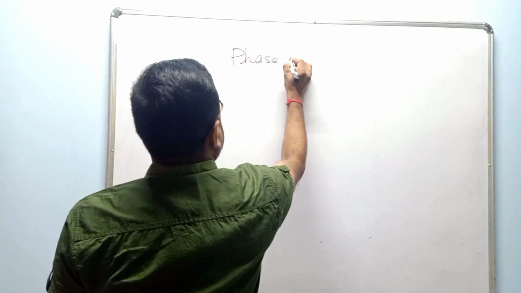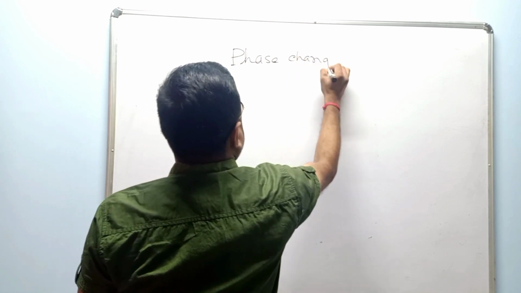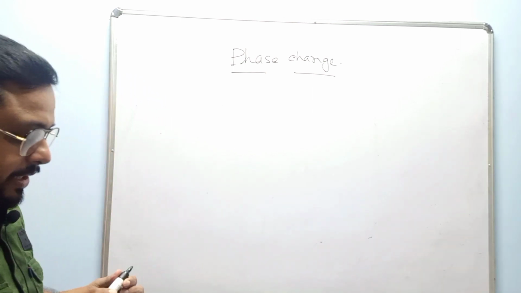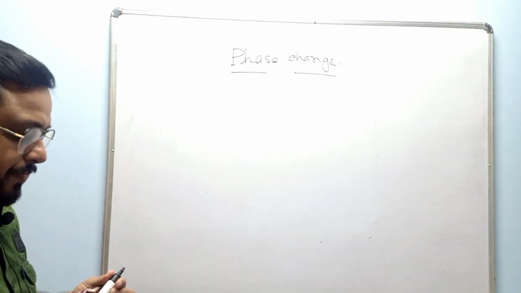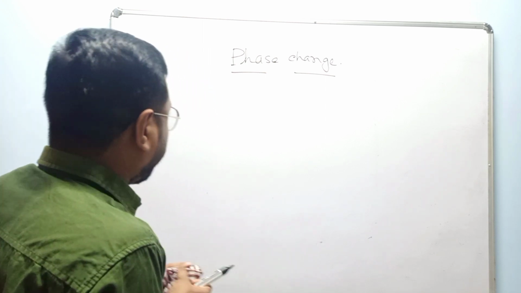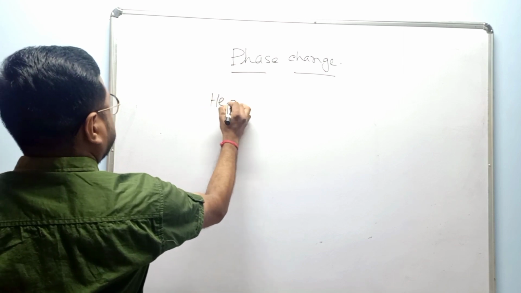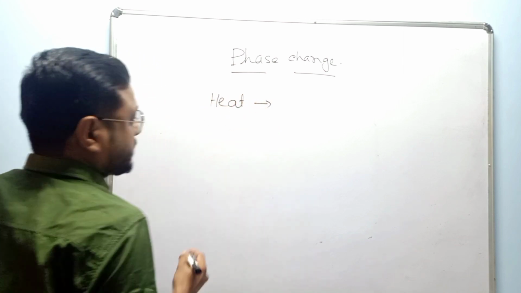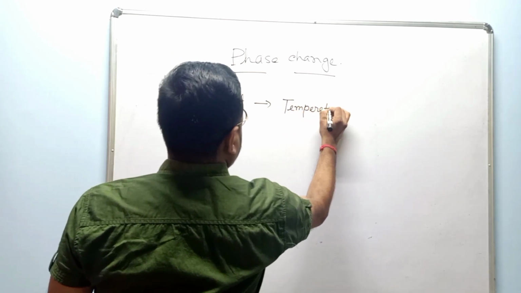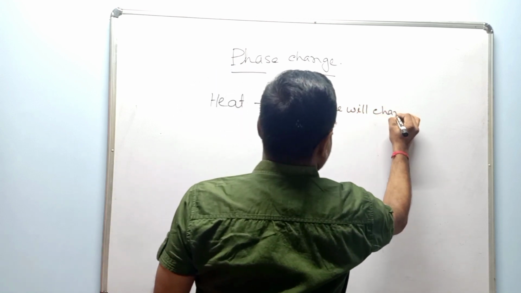Let us learn some new terms about phase change. You are all aware that phase change is nothing but change of solid into liquid and liquid into solid. So why does phase change take place? When heat is added to some substance, its temperature will change. That is, it may be increased or decreased.